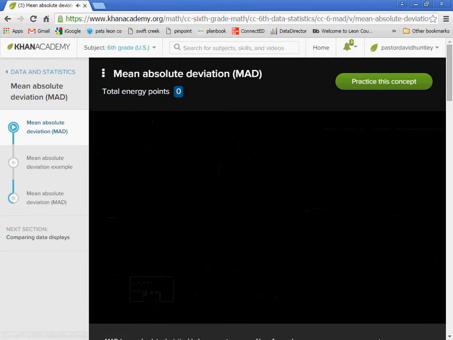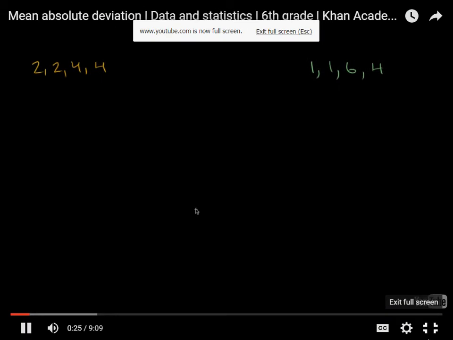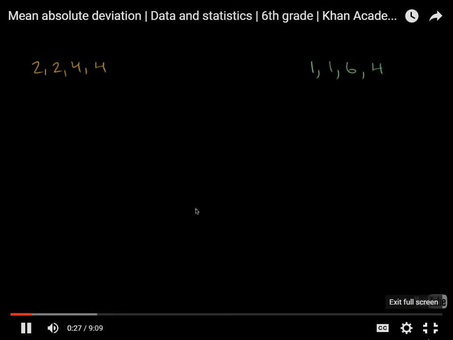So let's say that I've got two different data sets. So the first data set, I have 2, another 2, a 4, and a 4. And then in the other data set, I have a 1. I'm going to do this on the right side of the screen. A 1, a 1, a 6, and a 4. Now the first thing I want to think about is, well, is there a number that can give me a measure of center of each of these data sets? And one of the ways that we know how to do that is by finding the mean. So let's figure out the mean of each of these data sets.